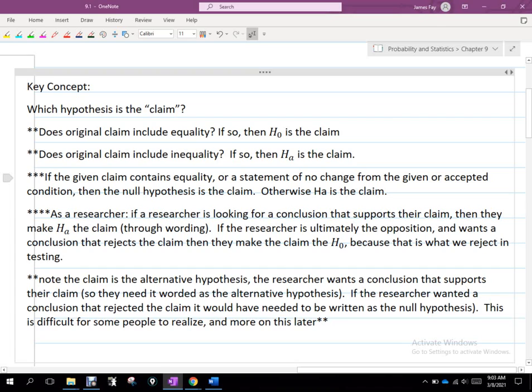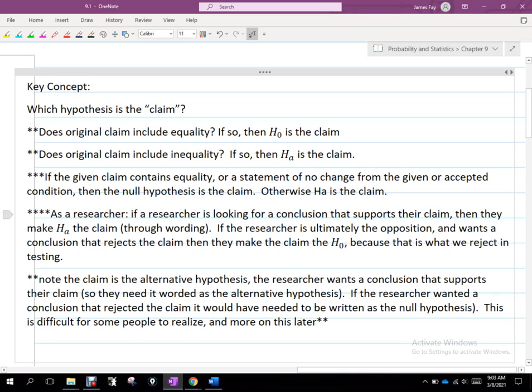If the given claim contains equality or a statement of no change, okay, then the null hypothesis is the claim. Yes? You don't need to write down today. We'll see it again tomorrow.